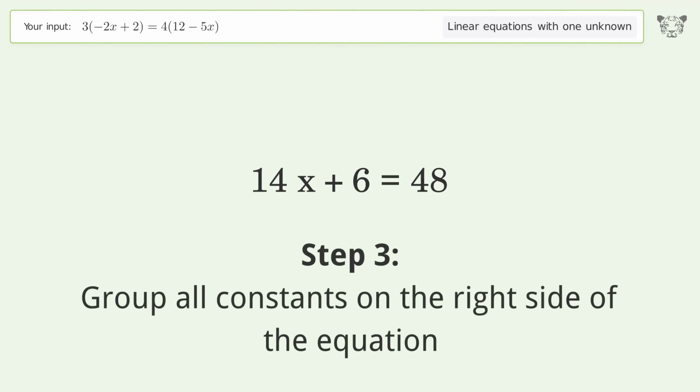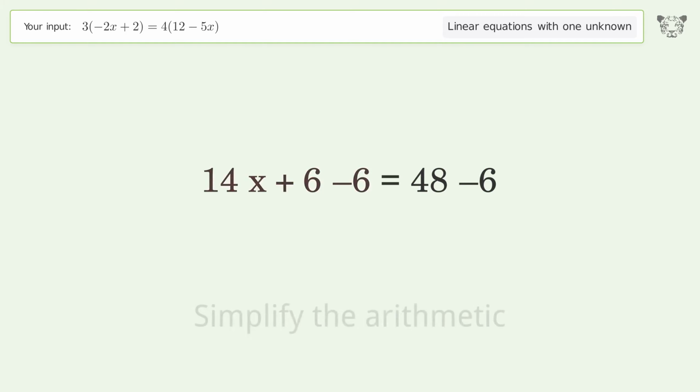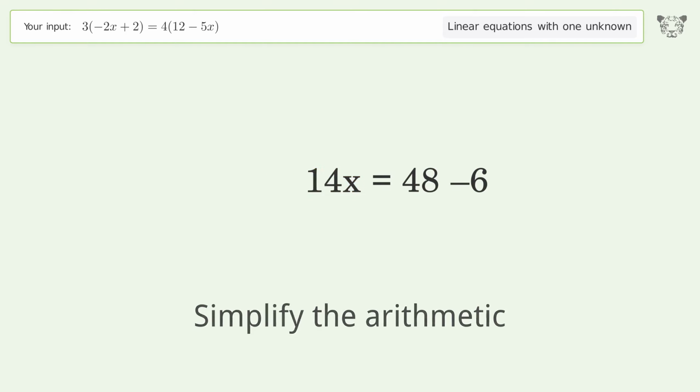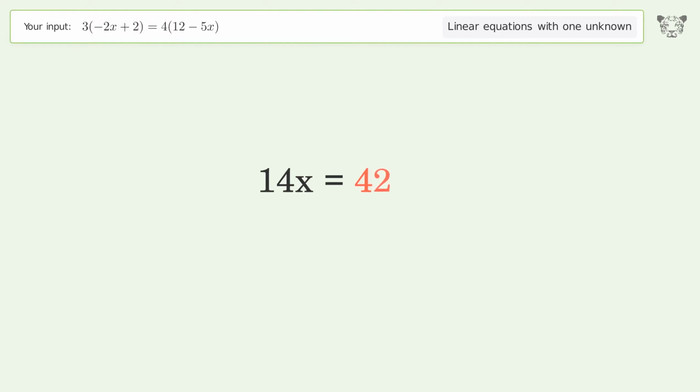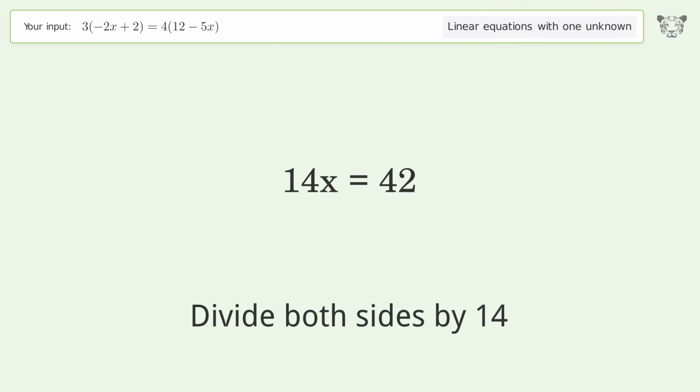Group all constants on the right side of the equation. Subtract 6 from both sides. Simplify the arithmetic. Isolate the x. Divide both sides by 14.